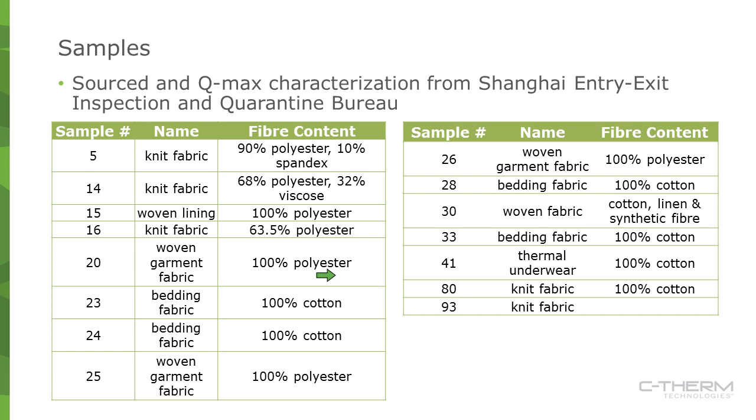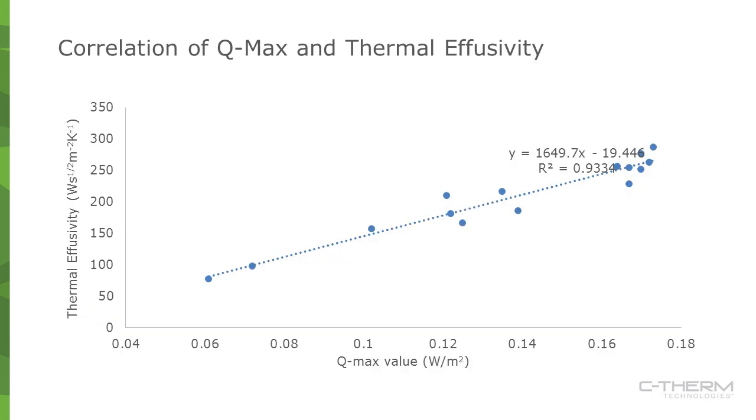But nonetheless, we did pursue this with our partners in China at the Shanghai Entry-Exit Inspection and Quarantine Bureau, where a number of textiles were measured, and you can get a sense of the range of different textiles tested here, from linens, cottons, polyesters, etc. And this is the correlation. So not bad, 0.9334 between the Qmax value and the thermal effusivity value of the material. So generally, there's a pretty strong correlation between these methods.